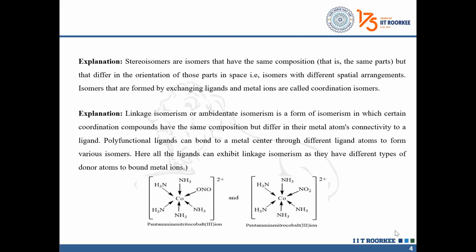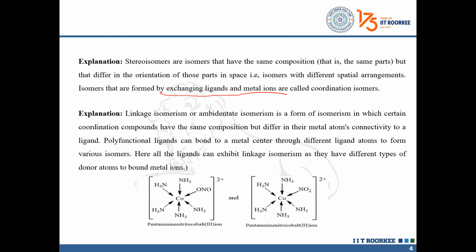So these are the explanations for both the questions. Stereoisomers are isomers that have the same composition, you can say the same molecular weight, but that differ in the orientations of those parts in space. Basically, if your spatial arrangement of atoms is different, you will get stereoisomers. And in the case of coordination complexes, isomers that are formed by exchanging ligands and metal ions are called coordination isomers. Okay, you already studied this in detail as taught by the sir in class.